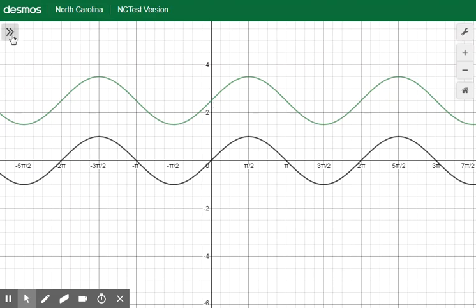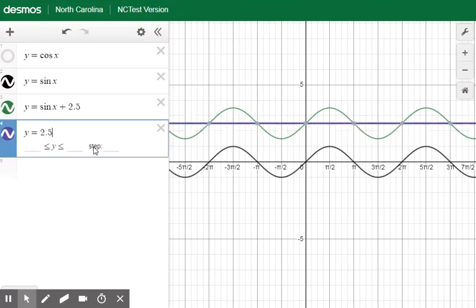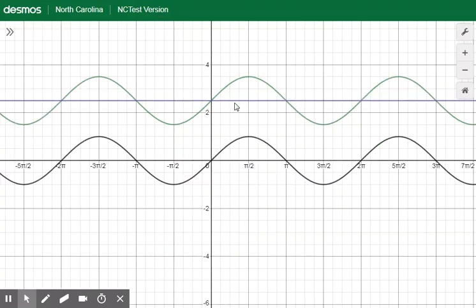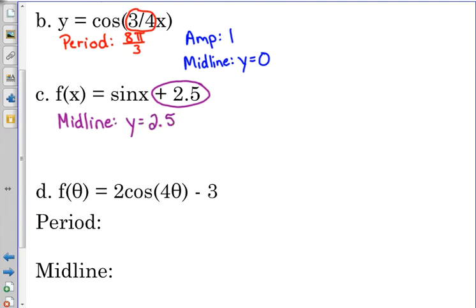What do you think the midline has changed to? 2.5. How can we check it? Graph the line y equals 2.5 and make sure that it goes right in the middle of your trig function, and it does. Also by doing that, you can check your amplitude. If you know the midline's 2.5, your maximum's 3.5, that's a distance of 1, right? So this one, the plus 2.5, changes our midline to y equals 2.5. Our period did not change. It's the standard 2 pi. And our amplitude did not change. It's the standard 1.